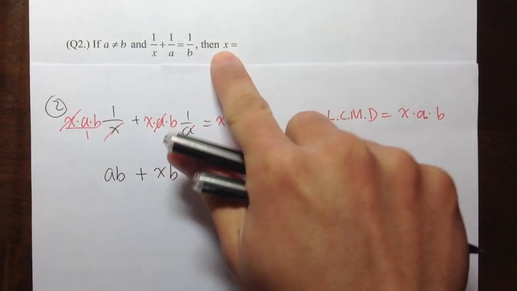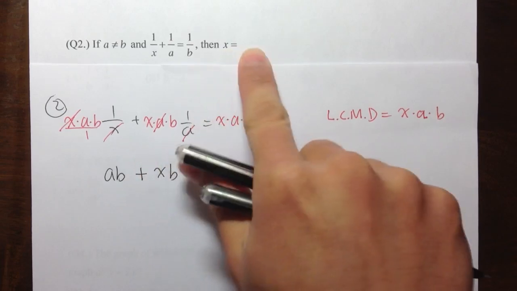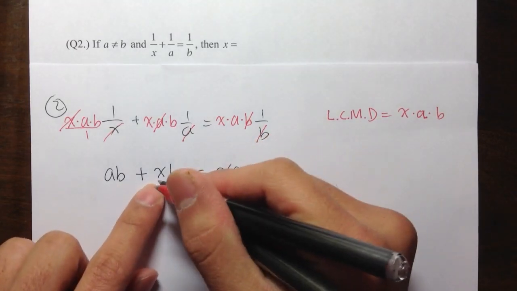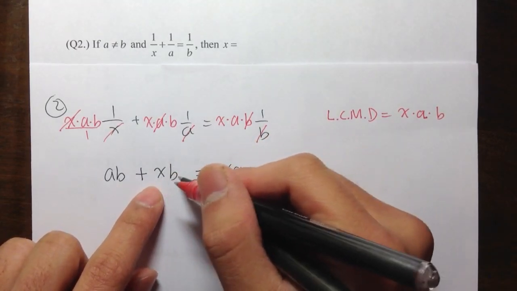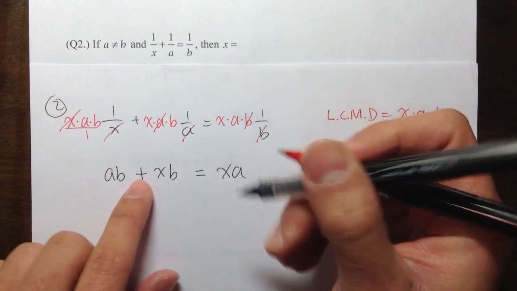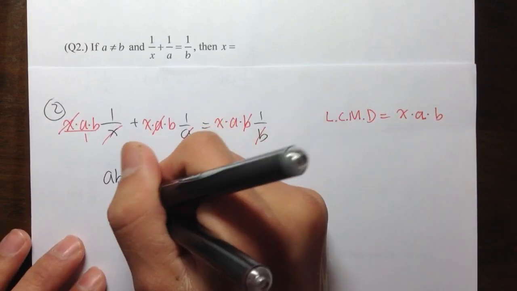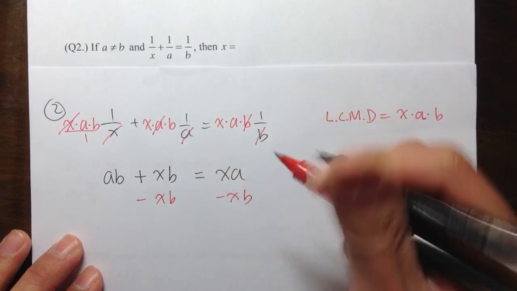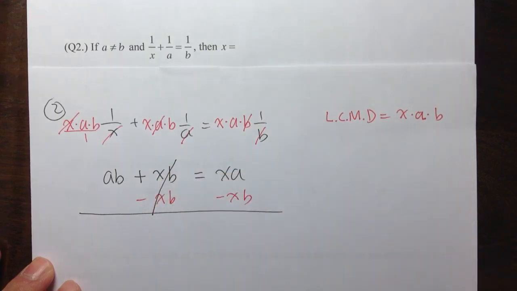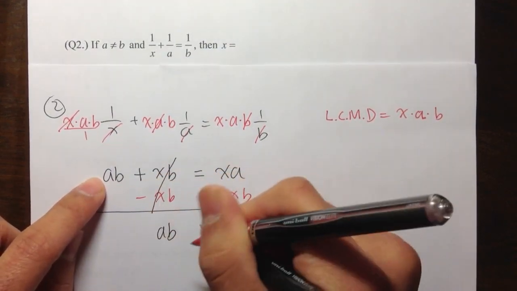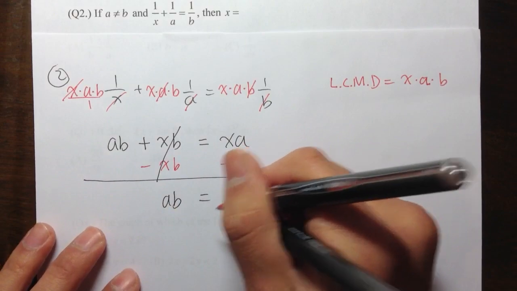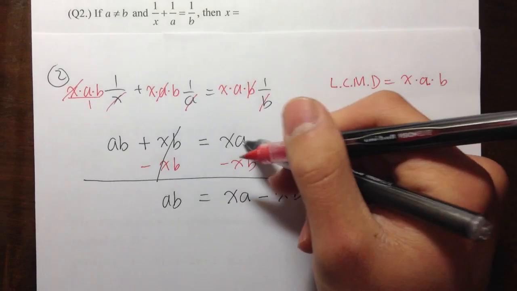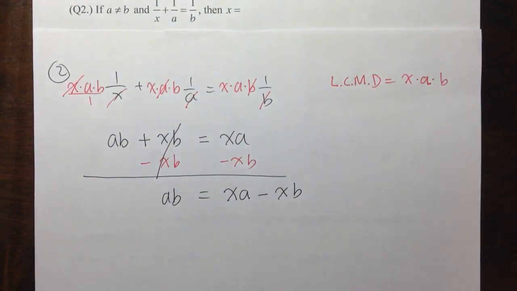Okay, our goal is to isolate the x. Let's put all the x together on one side first. So I have xb right here, and I have xa right here. Let me bring this xb to the right hand side. We can do so by subtracting xb on both sides. That way this cancels, and I get ab equals xa minus xb, just how it is, right? xa minus xb.